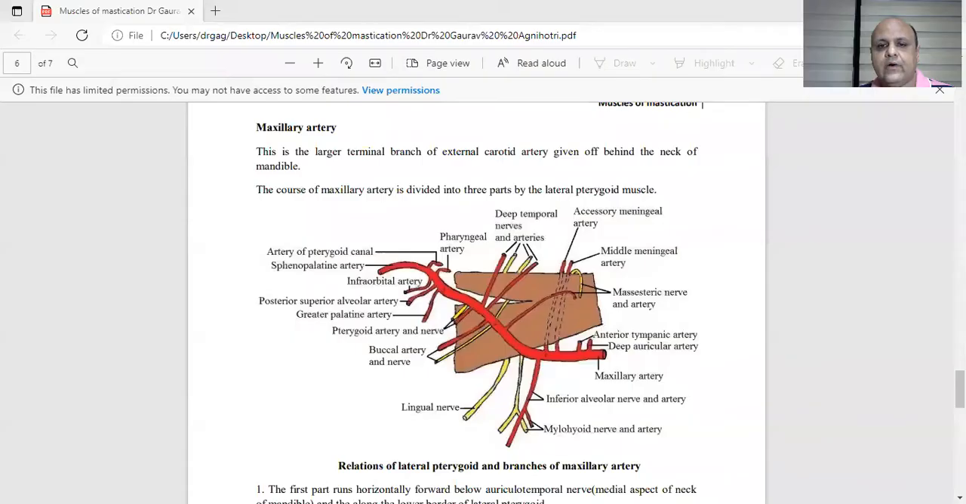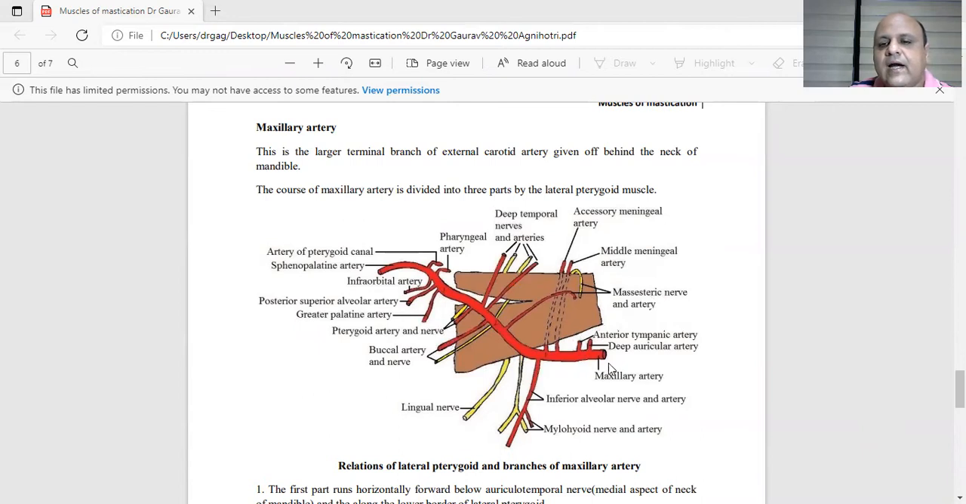So now that we have done the osteological considerations, I want to share my screen and show you the lateral pterygoid muscle and how the maxillary artery is lying in relation to the lateral pterygoid muscle. Now you see here, this is the upper head of lateral pterygoid muscle. It is small in size. This is the larger lower head of lateral pterygoid muscle, L for lower, L for larger.